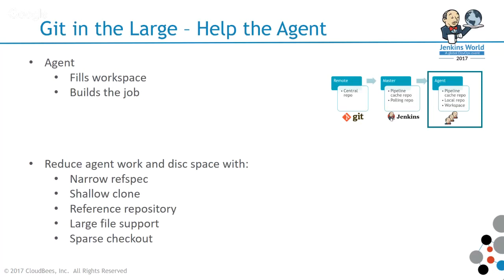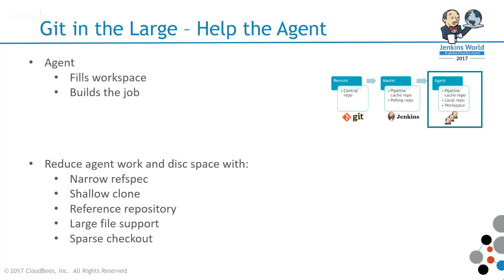As Liam described earlier, if you have a repository which is used in hundreds of jobs, you can have those hundreds of jobs pointing their history towards a single copy on disk instead of having hundreds of copies of that exact same history. Large file support as well can be a big help for the agents because you don't carry around all of the history of all of your large binaries.